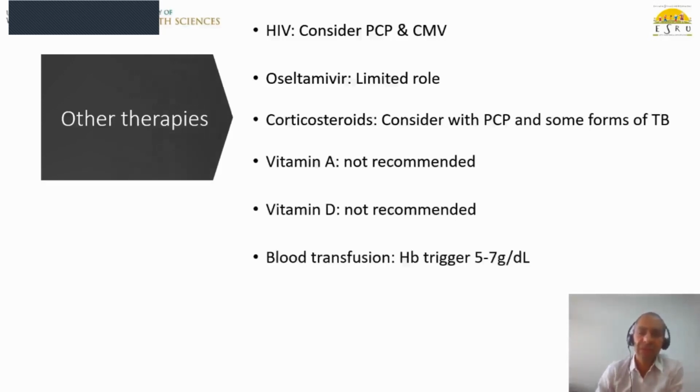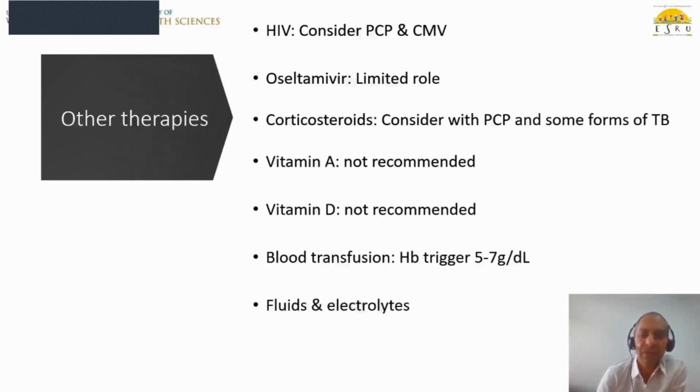In the more severely ill child, potentially in the ICU setting, blood transfusion should be withheld, and certainly in the hemodynamically stable child until the hemoglobin drops below about 5 to 7, much as it would for most other critically ill children.